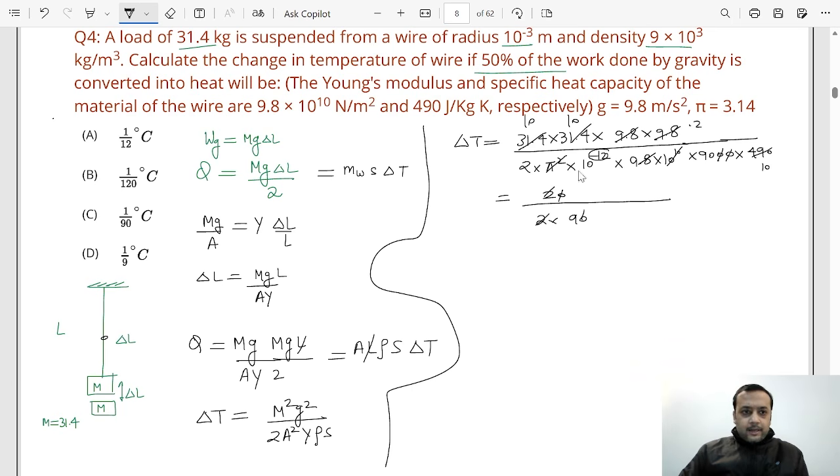I think I might have left out 110 here. Basically, if you see here, yeah, this 10 is left. Look, this 10 is left. So that means this becomes 1 by 90, which is the answer of this question. Option C. That is the idea. All right.